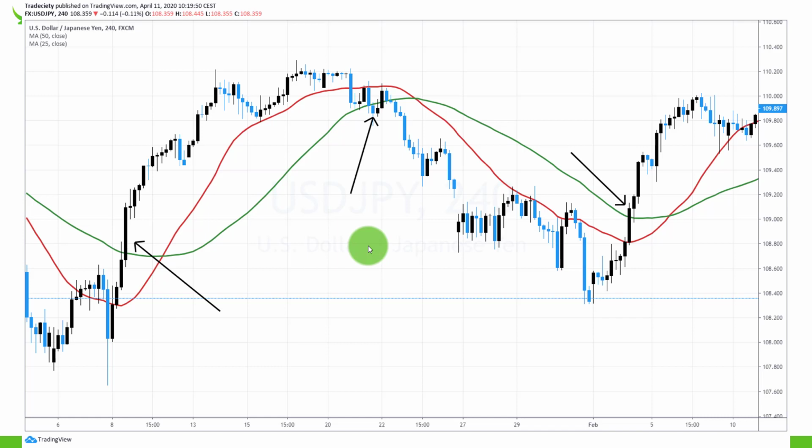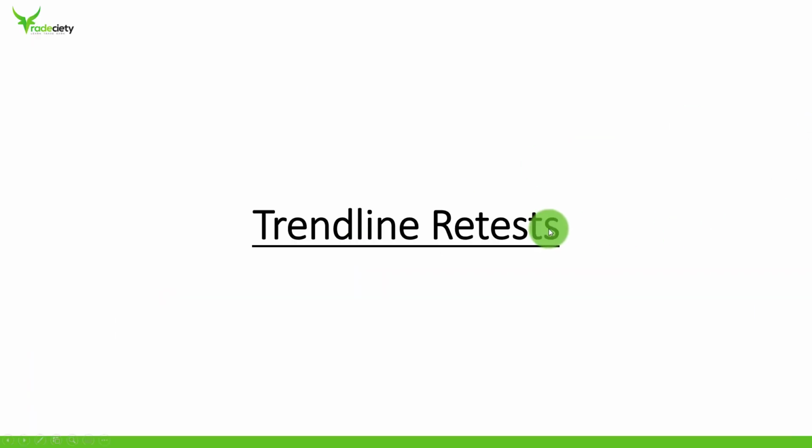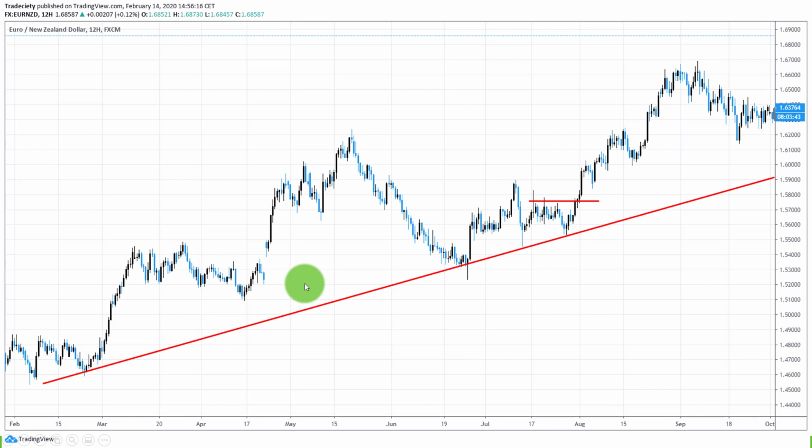And in the last trading strategy, when we look at the tunnel trading strategy, I will show you how to use the RSI as, we can call it a tiebreaker for trending phases. But before that, let's talk about trendline retests. And trendline retests are very, very powerful.